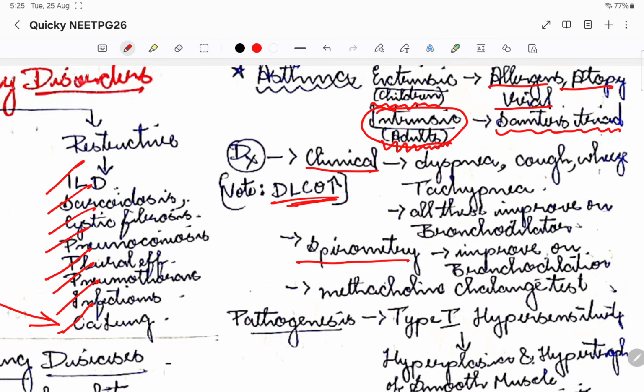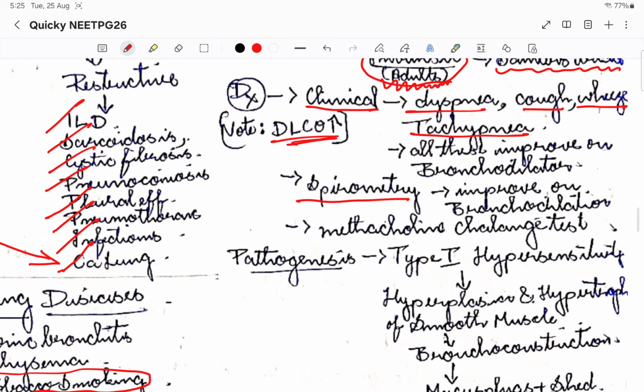Now coming to clinical diagnosis, the patient would be having dyspnea, cough, wheeze, and tachypnea. Remember, dyspnea we discussed in cardiology. It is MRC grading that we do here, whereas NYHA grading we do for heart-related dyspnea. Basically all these symptoms will improve with a bronchodilator, for example salbutamol. The symptoms will reduce, and that is when we can clinically diagnose asthma.